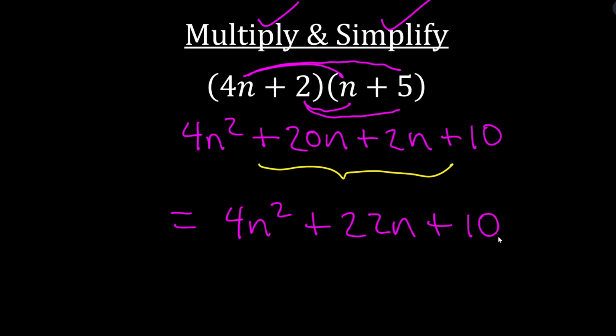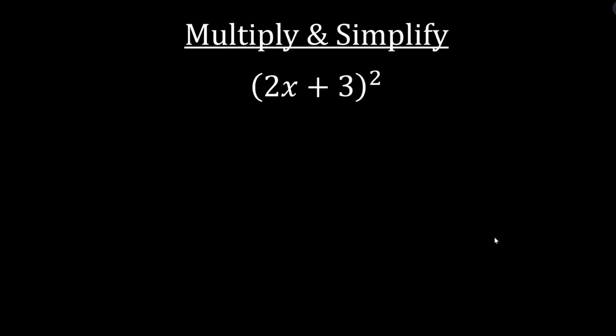Awesome. Next example. I love this example because it's one of the most common mistakes kids make, which is they distribute this square. They just square each thing. They say, okay, this is 4x squared plus 9. And this is very wrong. Don't do this. What does square mean? It means multiply by itself.